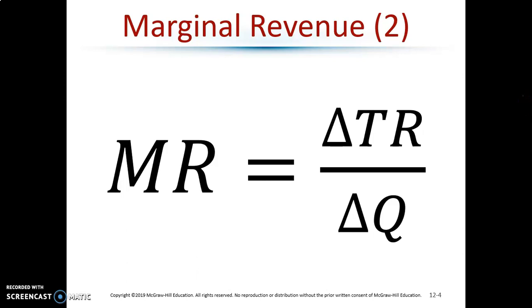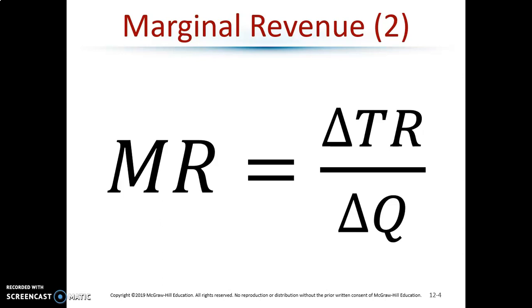So we have this slide here that reminds us of the formula to calculate marginal revenue. And on the next slide, we're going to see a table that gives an example. And we've gone over some of these examples of marginal analysis in the past, but it's worth revisiting here to build towards what the marginal revenue curve looks like for monopolists.